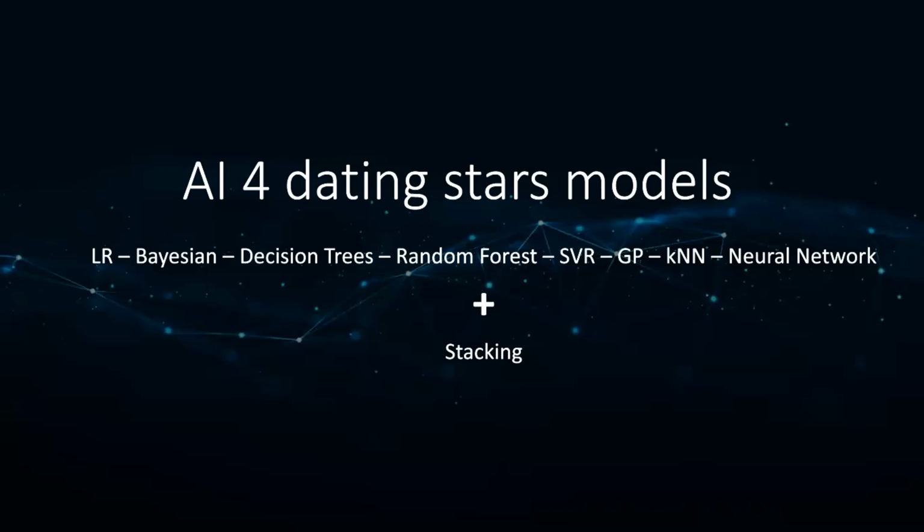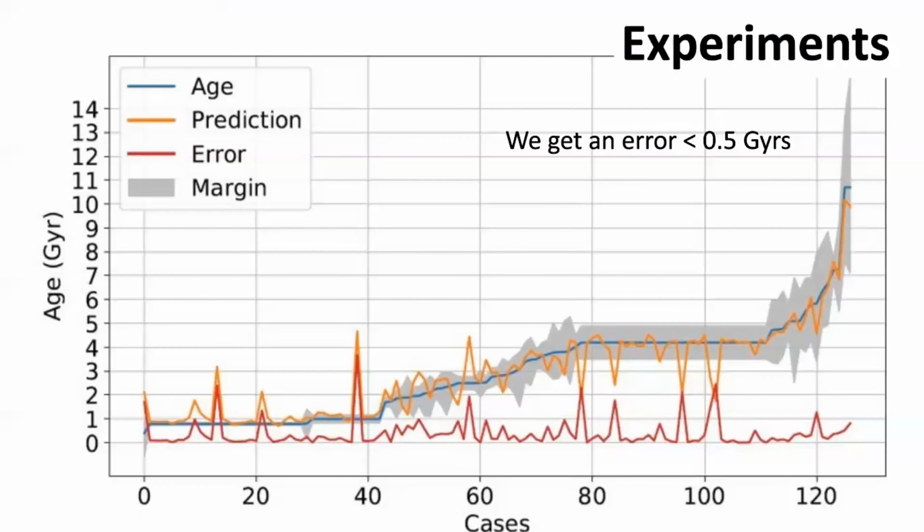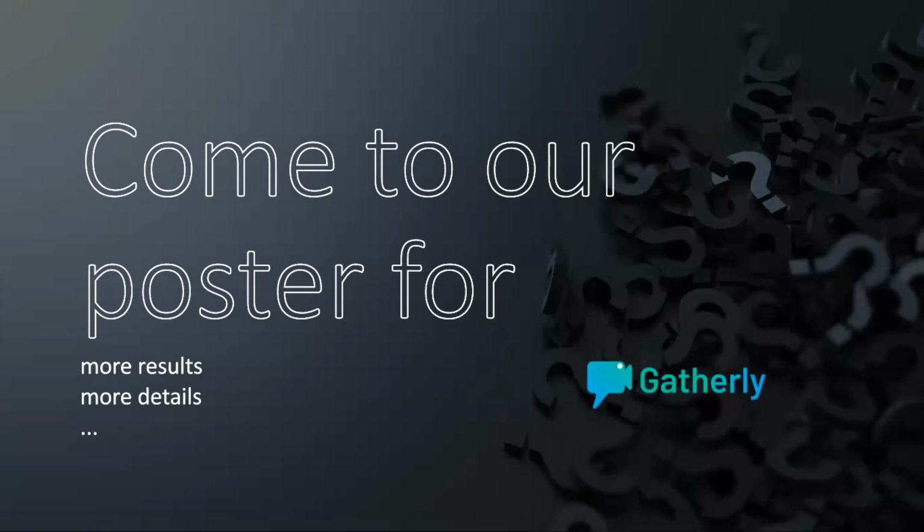And this is the battery of techniques we have been playing with, from linear regression to neural networks, and also stacking, which is a standard technique in AI for combining different models. In our experiments, we discovered that these AI models are able to get errors lower than 0.5 gigayears in estimation, which was not previously possible with other linear expressions. I hope you are interested in knowing more about our work, and we will see you on Gatherly.